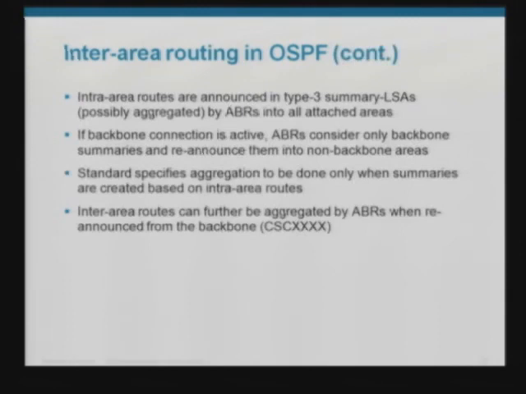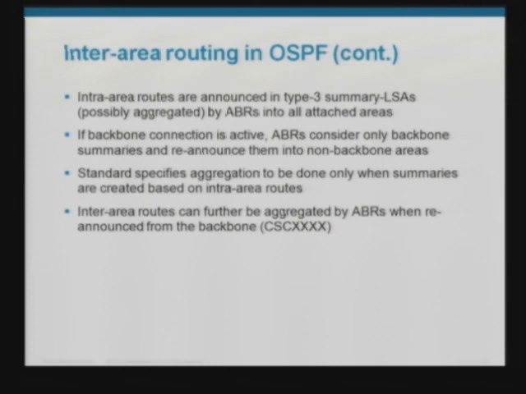Okay, intra-area routes are announced in the type 3 summary LSA, and you can summarize if you want at the ABR. And if the backbone connection is active, then the ABR considers only the backbone summaries and re-announces them to the non-backbone area. So normally, an ABR can take the information from any area, and it has to be an intra-area route, so a local route for that area, and then it can generate the summary into a different area.